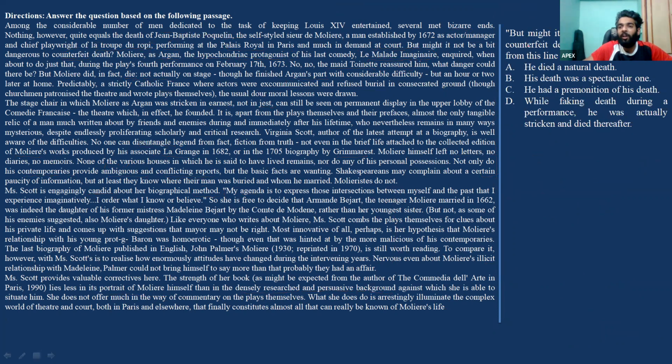But might it not be a bit dangerous to counterfeit? So might it not be a bit dangerous to fake death? Okay, so what can we infer about M's death from this particular line? Now, from this, do we know that he died a natural death? No, from this line, we don't know that. Actually, we don't come to know about that in the entire passage. So it's a partial scope. His death was a spectacular one. Although one could go with this option, imagining it, that's not mentioned in the passage.